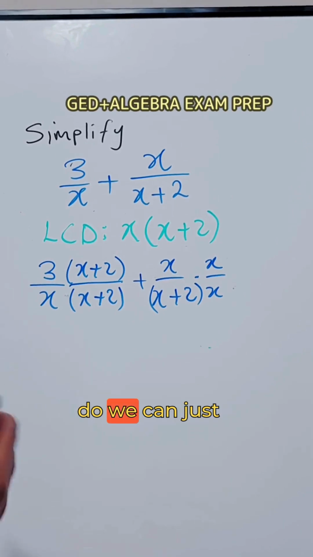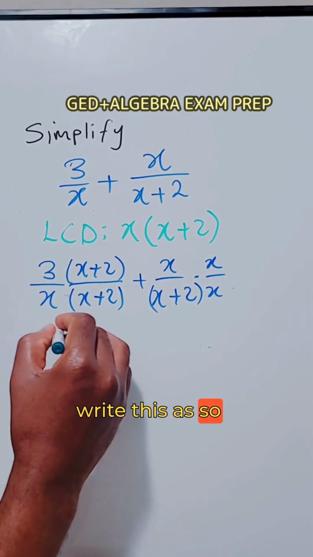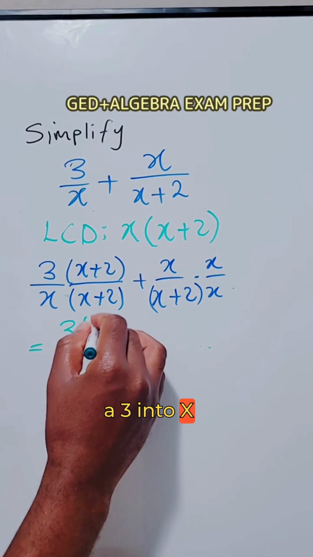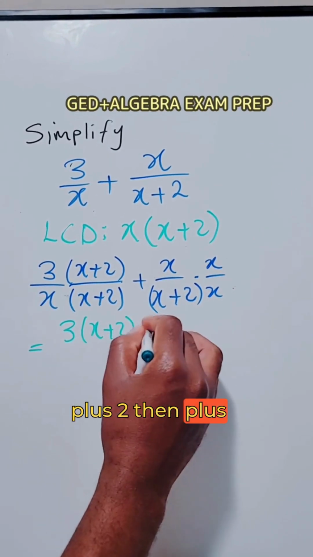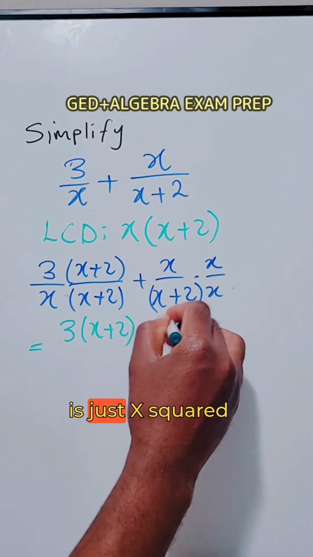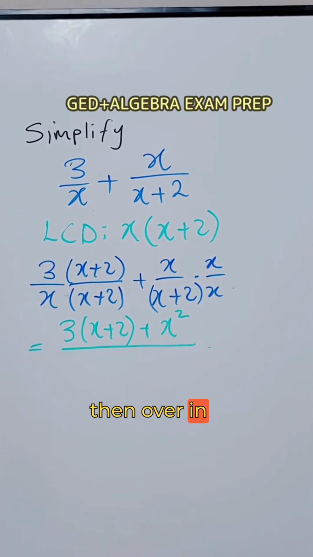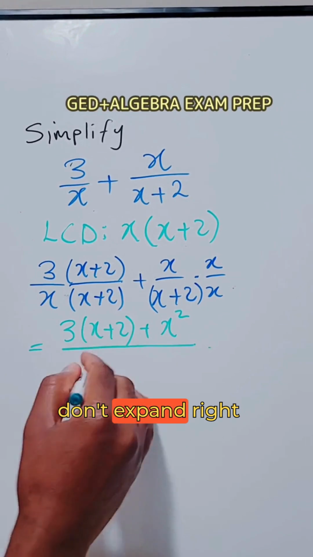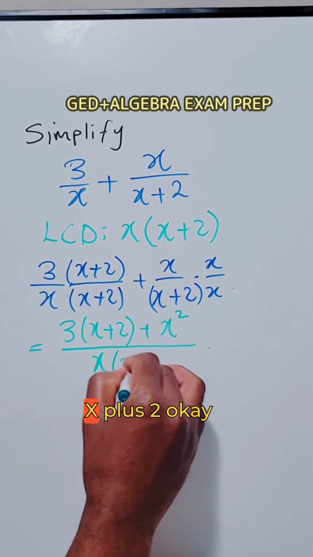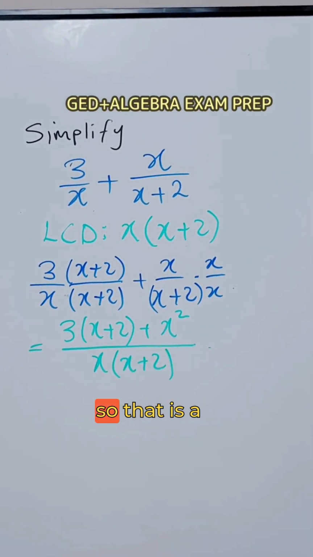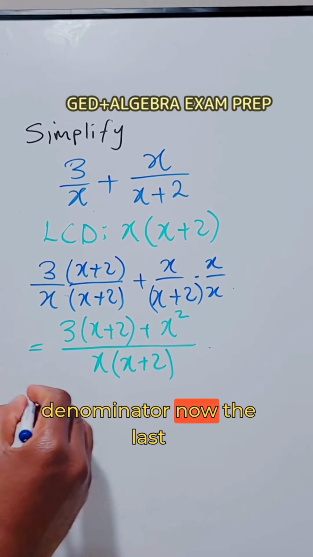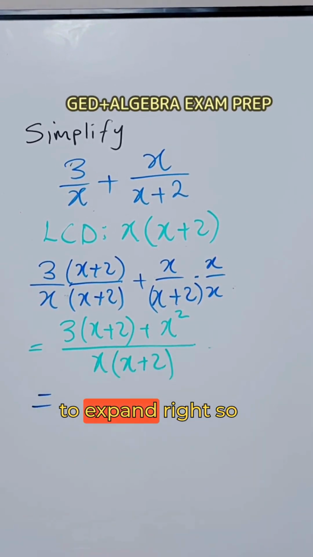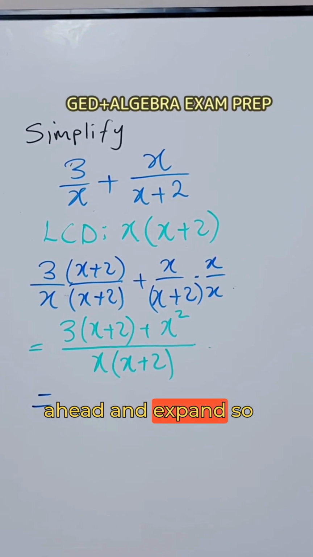So what we can do, we can just write this as 3 into x plus 2, then plus x multiplied by x is just x squared, then over, in the denominator you don't expand, right? Just write x, then x plus 2. Okay, so that is the common denominator. Now the last step is just to expand, right? So let me just go ahead and expand.